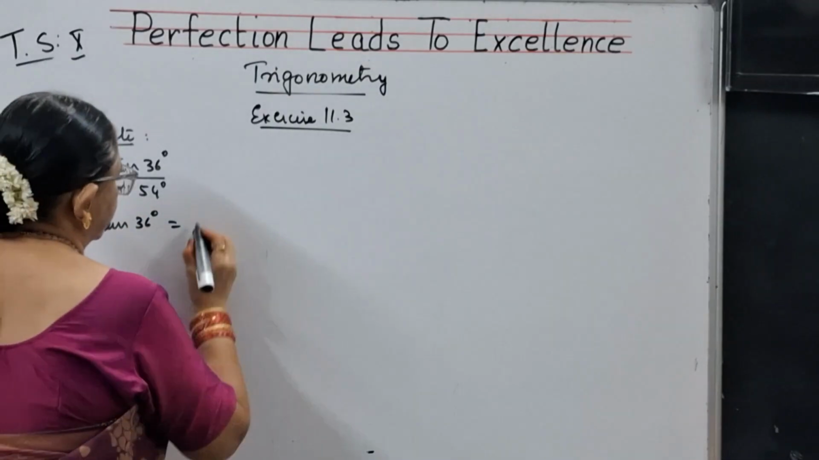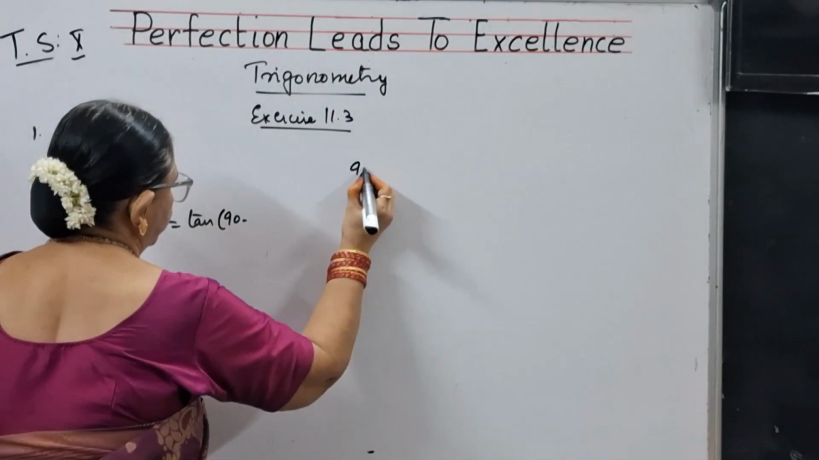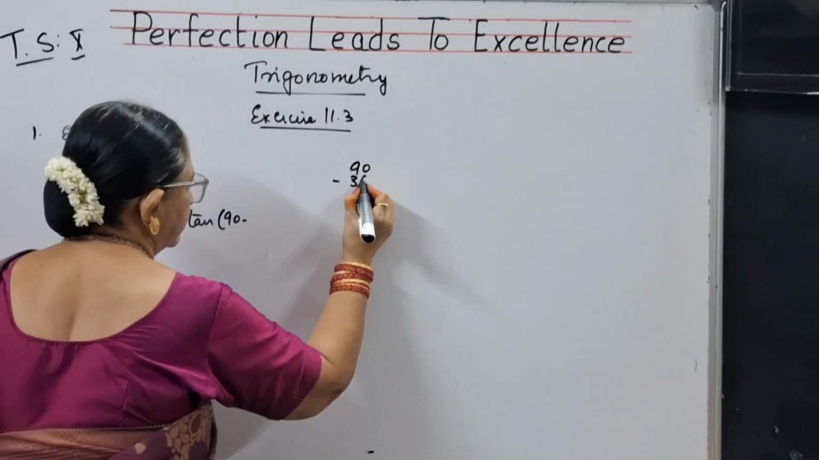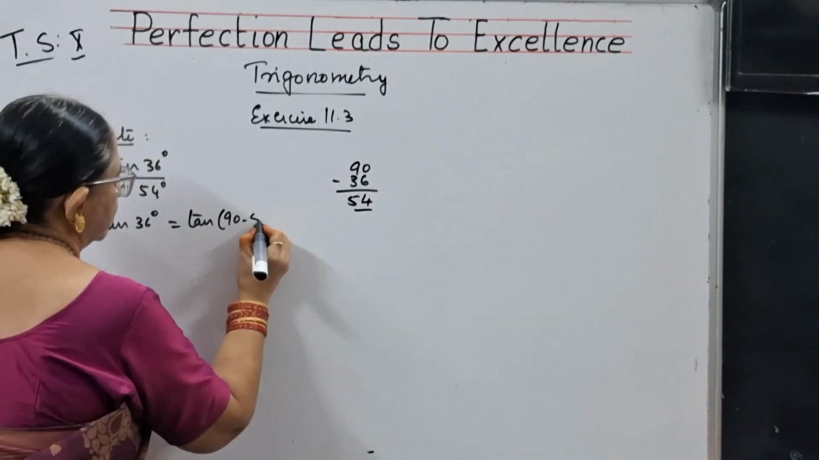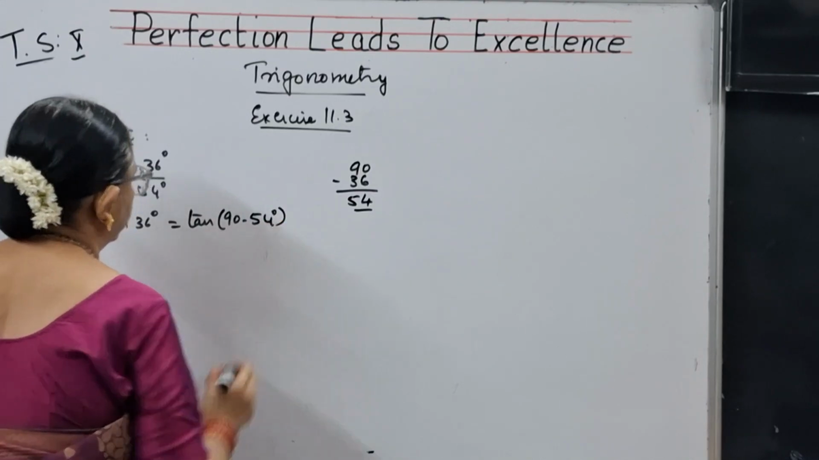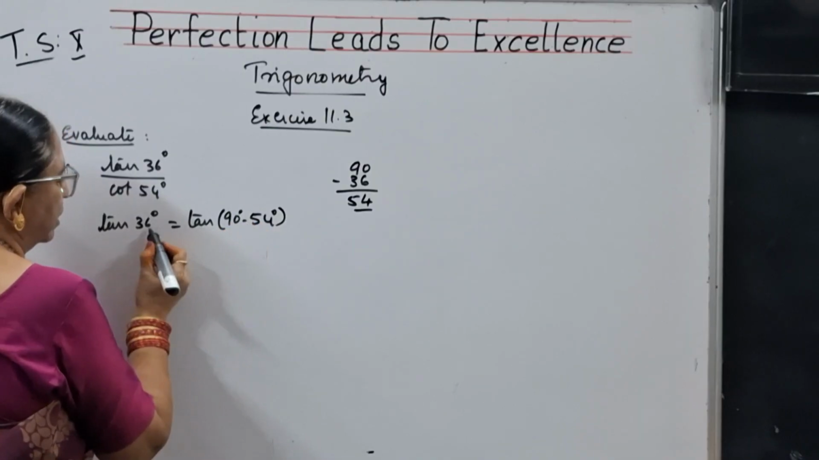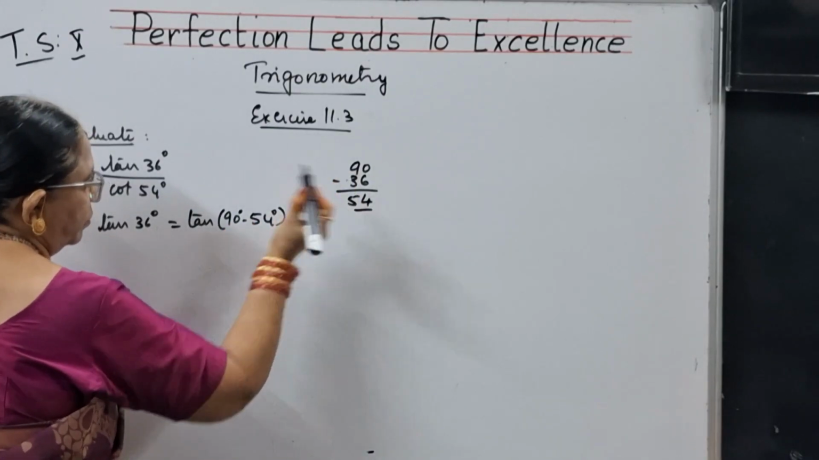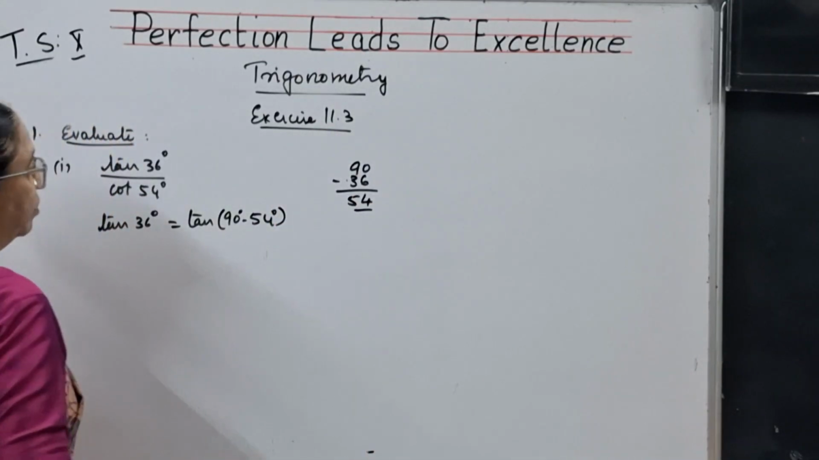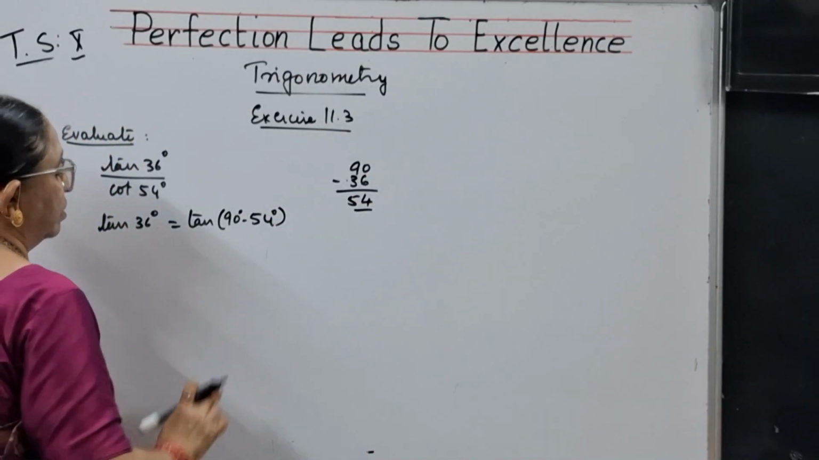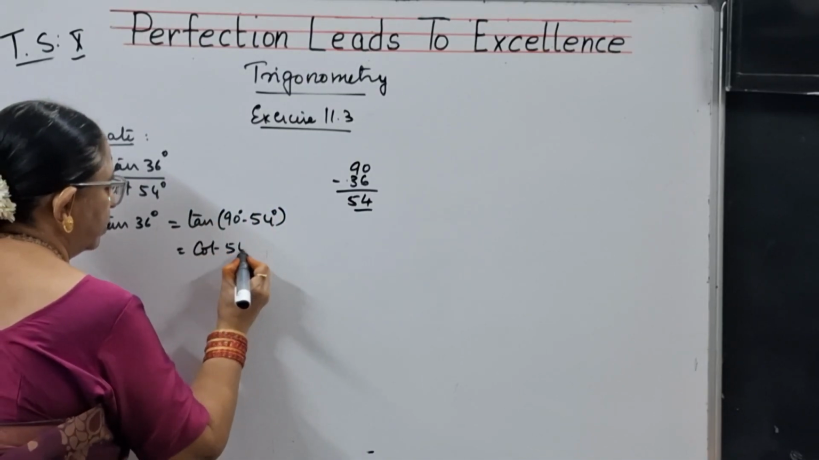It can be written as tan, you should write it as 90 minus. From 90, if you subtract 36, how much are you getting? 4 here and 5 here. So 90 minus 54 degrees. Tan 36 is nothing but, how are you getting 36? From 90, if you subtract 54, you will be getting 36. So if you do this rough work, you will be finding it easy to do this type of problems, children. So tan 90 minus theta is nothing but cot 54 degrees.